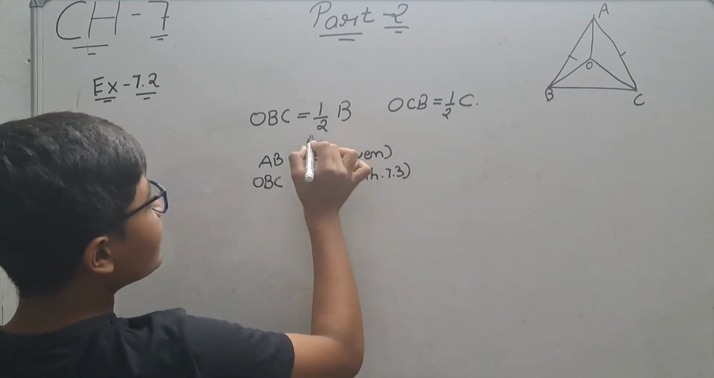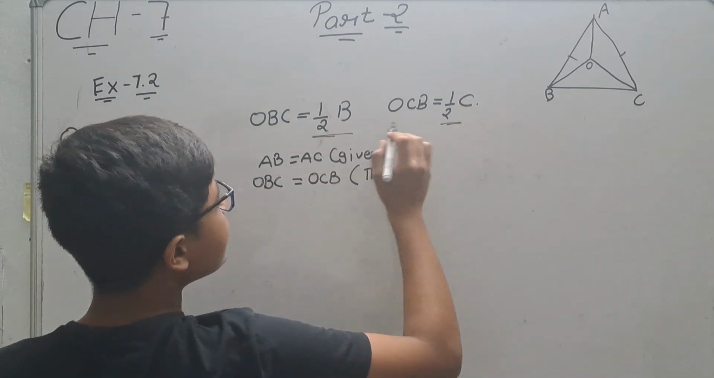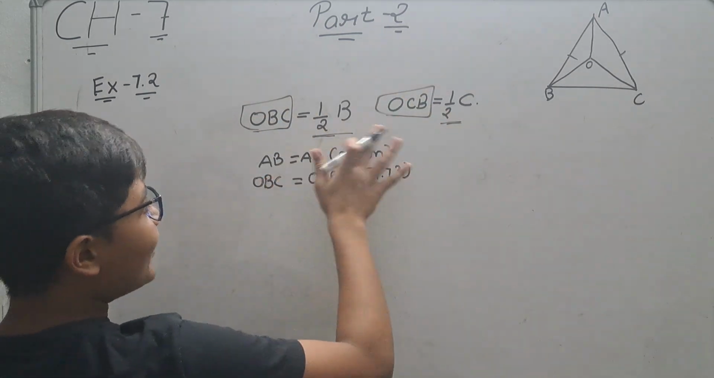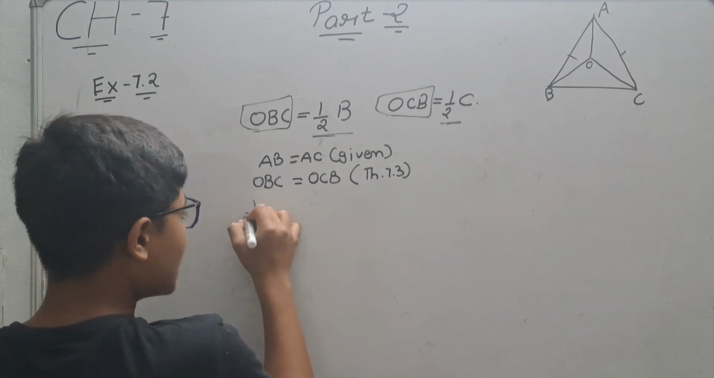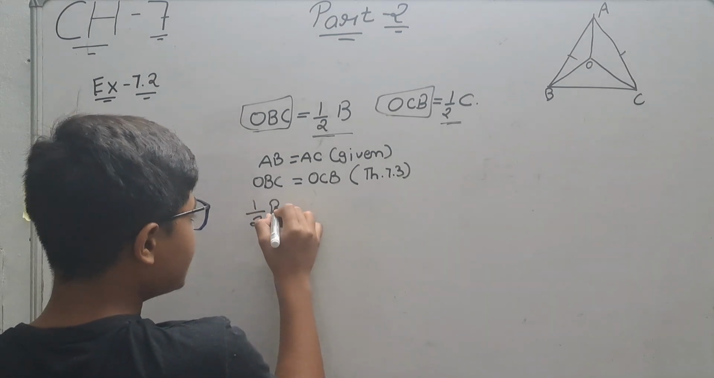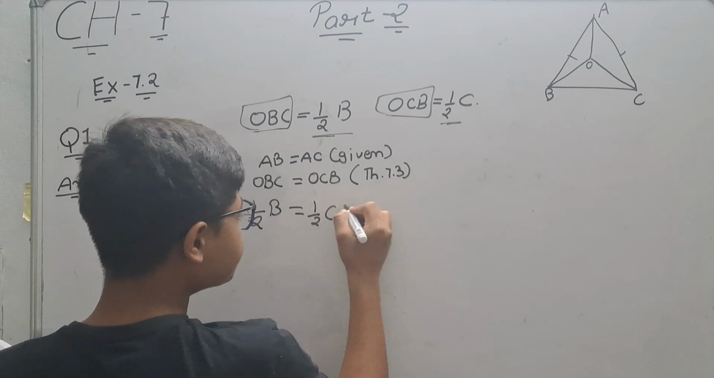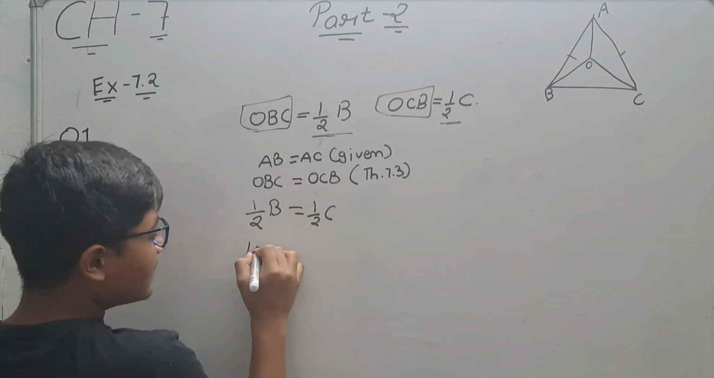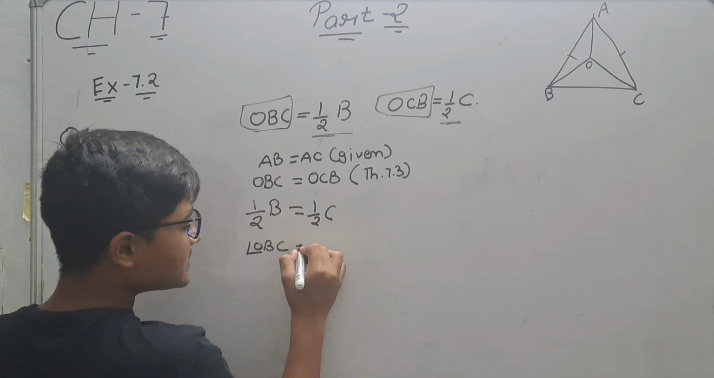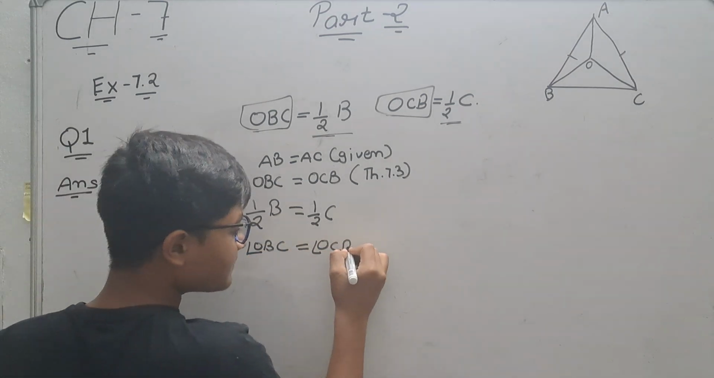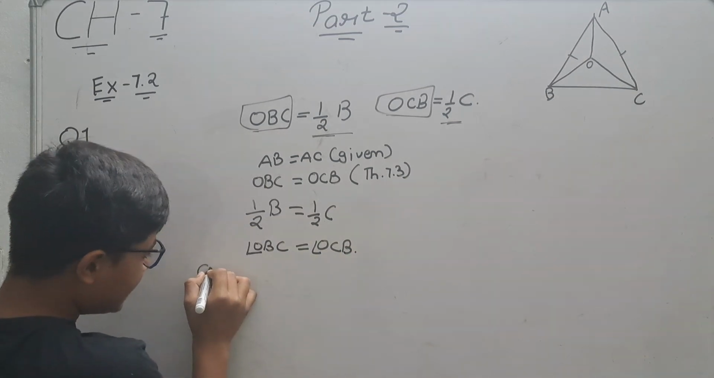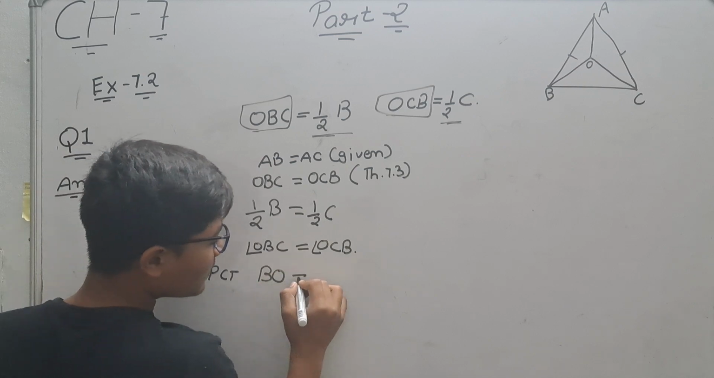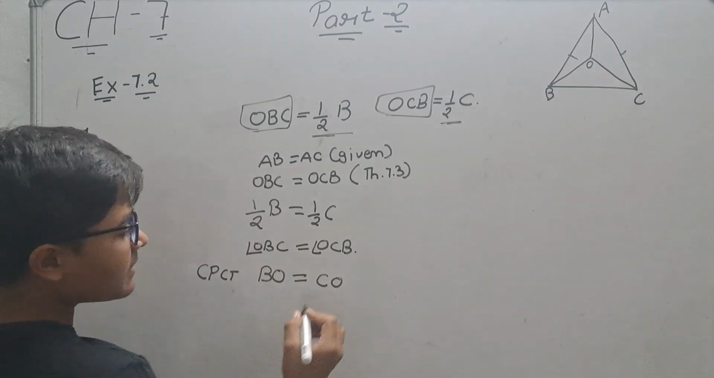Now we have written half of angle B and half of angle C, and we have said that OBC and OCB both are equal. So half of angle B is equal to half of angle C. From angle OBC is equal to angle OCB, by CPCT, BO is equal to CO.